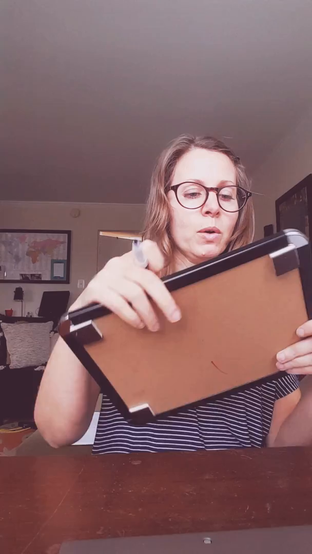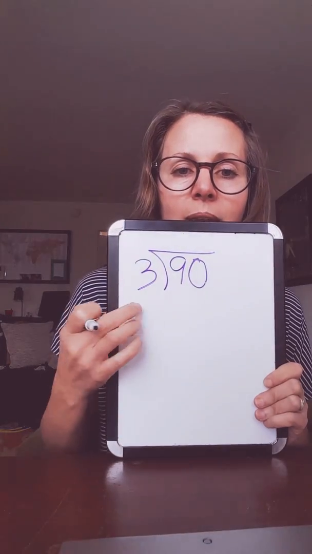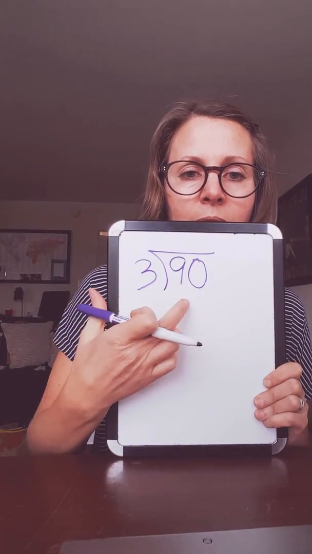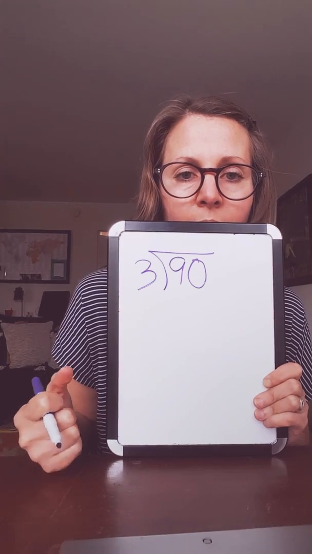The next one you were supposed to do was 90 divided by 3. So where's the 90 going to go and where's the 3 going to go? Well, hopefully yours looks like this. 3 into 90, the divisor into the dividend, okay?